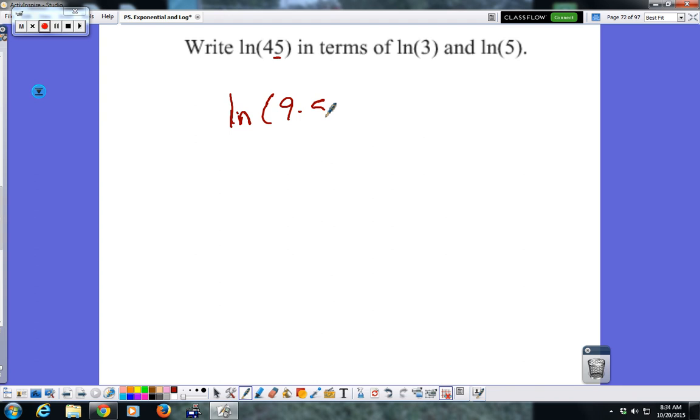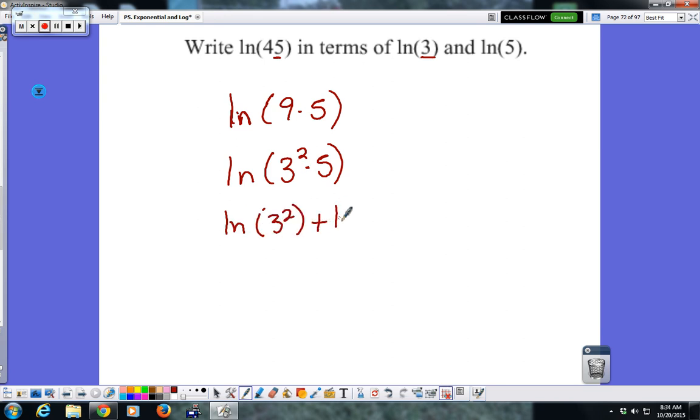There you go. 9 times 5. So I took care of my natural log 5, but I don't have 3. I have 9. But we know that 9 is 3 times 3. So if you want to, you could write this as 3 times 3 times 5 and split it into the 3 separate ones. Or I'd really rather you write it as 3 squared times 5. That's 45. Product rule says split it into the natural log of 3 squared plus the natural log of 5.